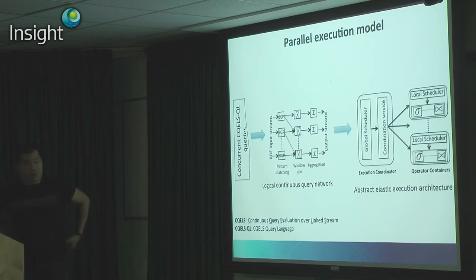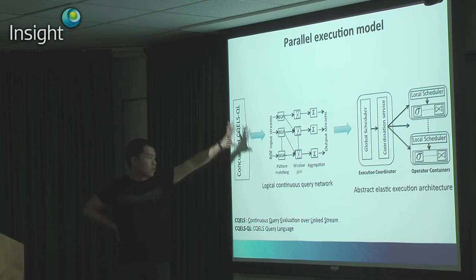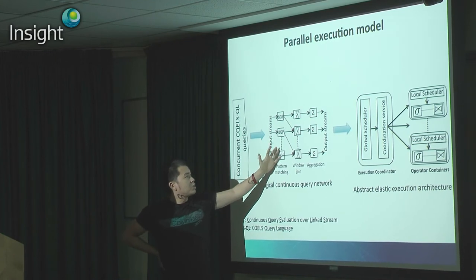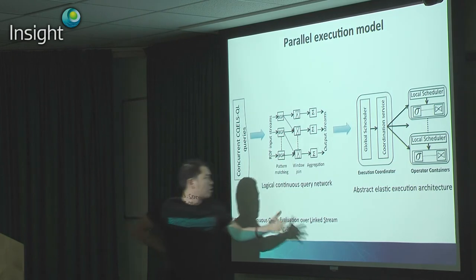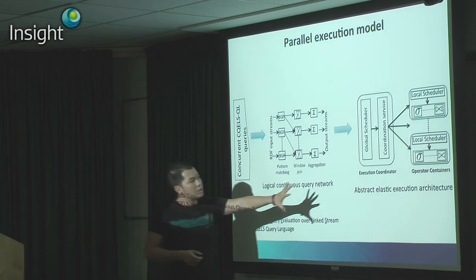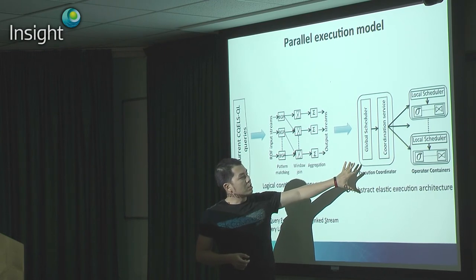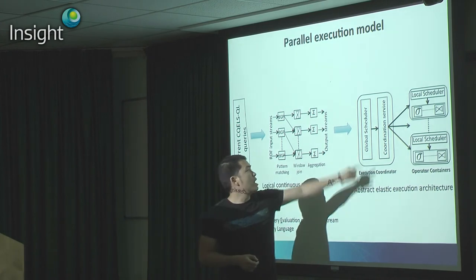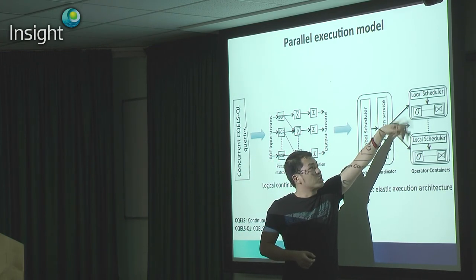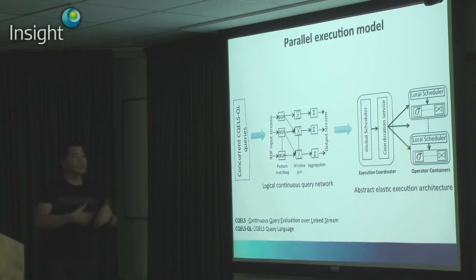From that, we designed an abstract execution model first. The input of the execution model is a lot of queries, like 1 or 10,000, put in the system, and you build a logical query network like this. You have input, some triple matching, some joins, some aggregation, and they create what we call the logical continuous query network. We put it in the system to scale. It's a really popular abstract execution architecture for a network of computers. We have a global scheduler, a coordination service that coordinates the parallel processing across the different computers. Each computer has a local scheduler to schedule processing locally and coordinate with the global coordinator.